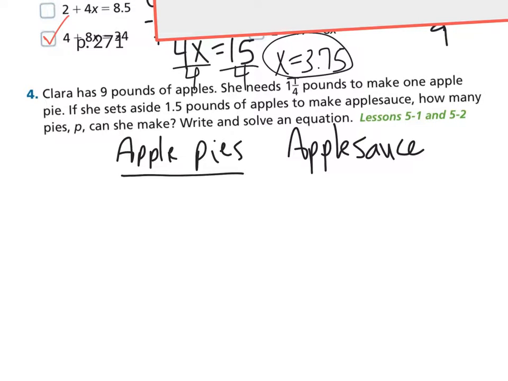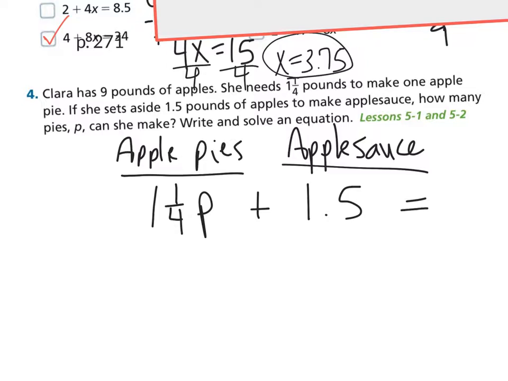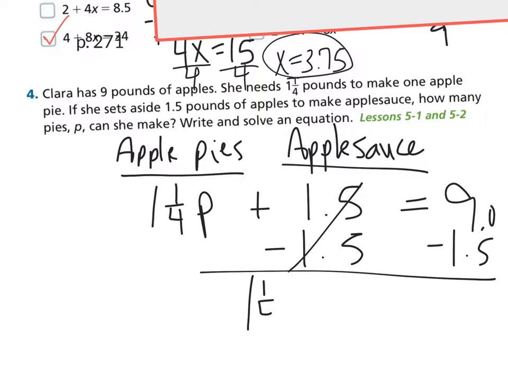One way for the apple pies, it's 1 1/4 pounds per pie times however many pies. Our applesauce was 1.5 pounds, and then that's a total of 9 pounds. That could be an equation. If we were solving this, they're adding, so we could subtract 1.5, which would be 7.5, or 7 5/10.